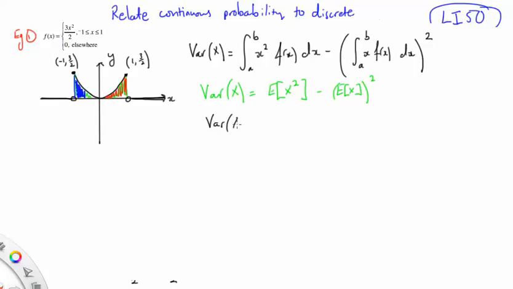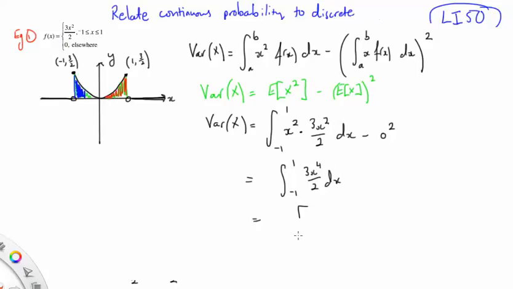So in our case, the variance is going to be integrating over that interval, x squared times 3x squared on 2 dx, minus the mean squared. The mean we worked out before was 0. So it's minus 0 squared, which is just 0, which is good. So this becomes the integral of 3x to the power of 4 on 2 dx. Now we add 1 to the power, divide by the new power, and go from -1 to 1.